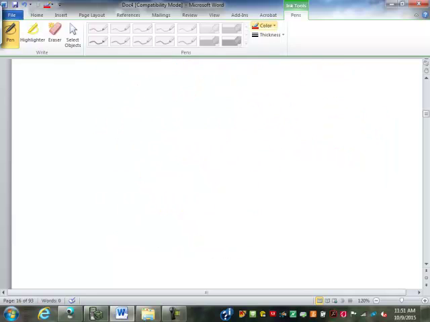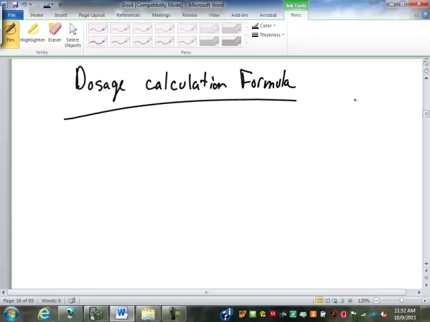But anyway, the third method, which I'm going to show you right now, is the dosage calculation formula. I'm showing it to you last because it is my least favorite method, partly because I don't like memorizing formulas. For some of you, it may be the way you prefer to do it.